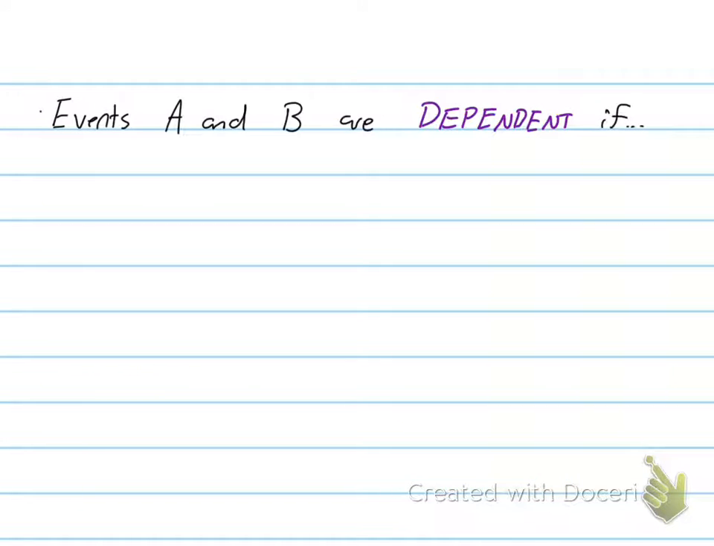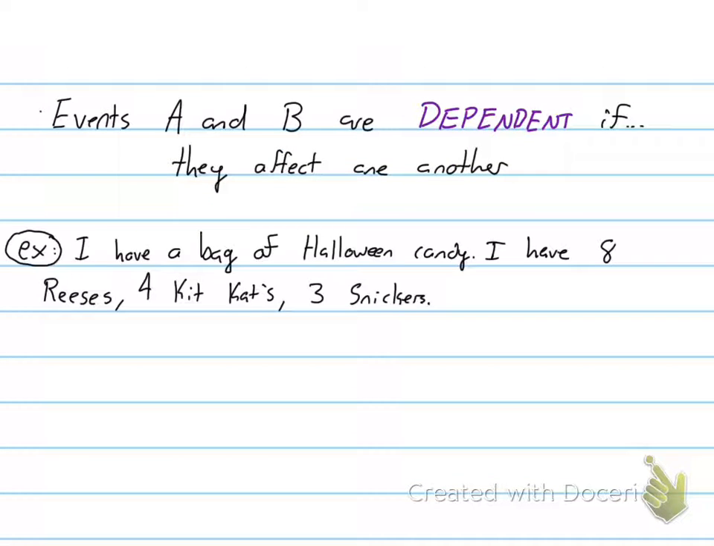So let's compare that to dependent events. Events A and B are dependent if they do have an effect on one another. Looking at that same example, I still have a bag of Halloween candy with 8 Reese's, 4 Kit Kats, and 3 Snickers. Now in event A, I'm going to draw a Kit Kat, which as I found in our last example is a 4 out of 15 chance.